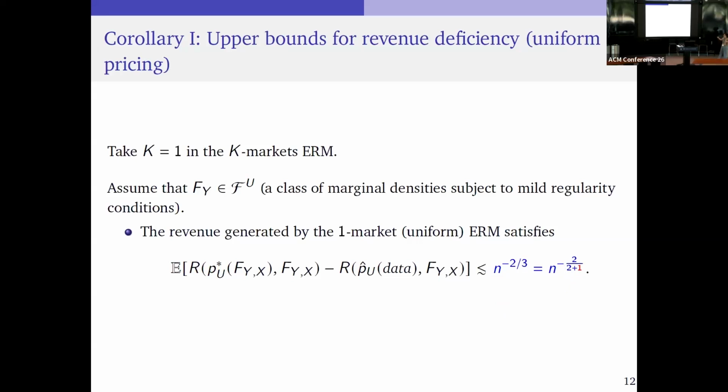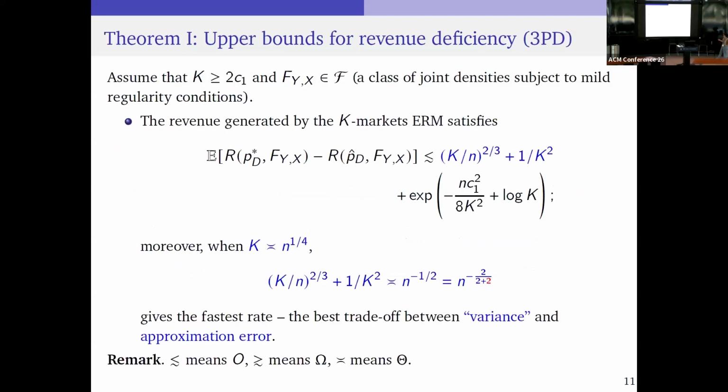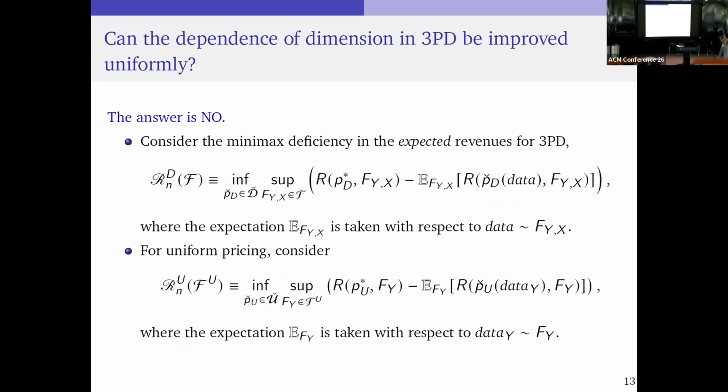That's sort of the intuition here, that in the uniform pricing, you're really only based on the Y data, the validation data. While in the previous one, you're also exploiting the covariance. Okay, so that's where this 2 comes from. So there's a curse of dimensionality from the fact that you are actually exploiting the covariance in the 3PD. Okay, so I was talking about the dependence on the dimension in 3PD.